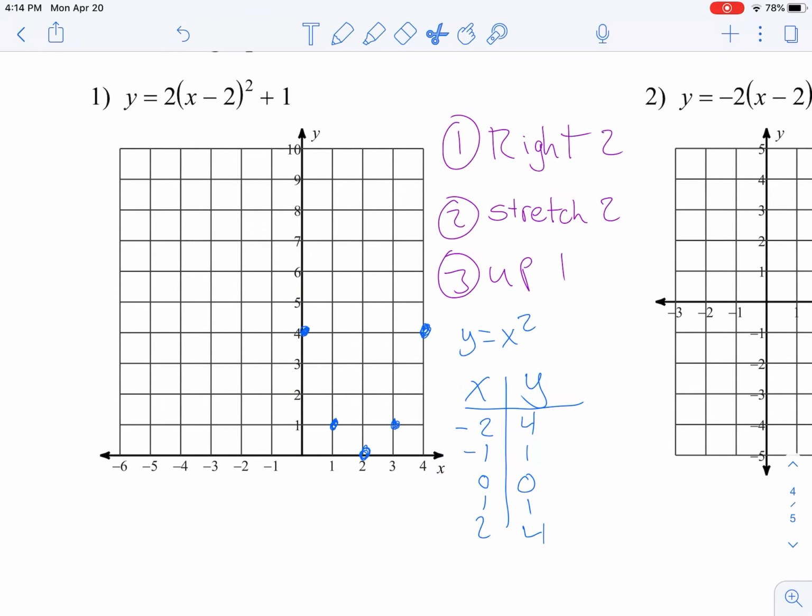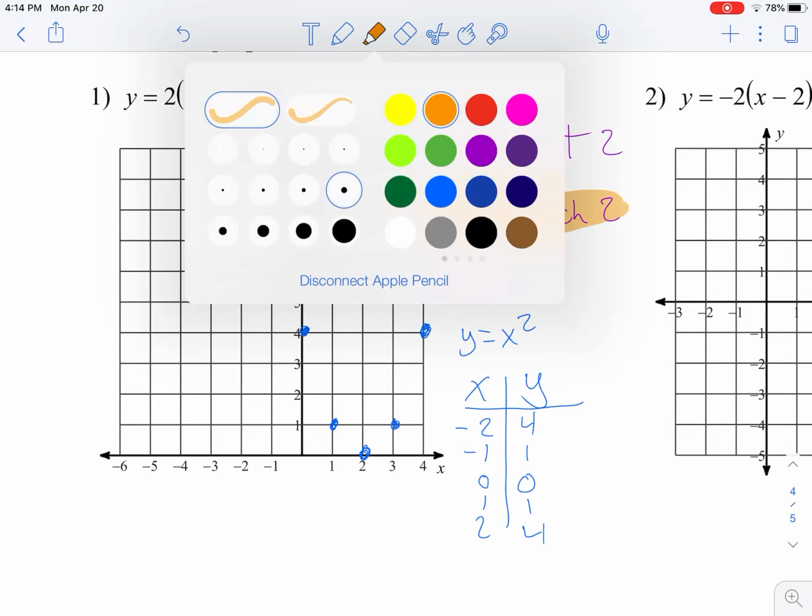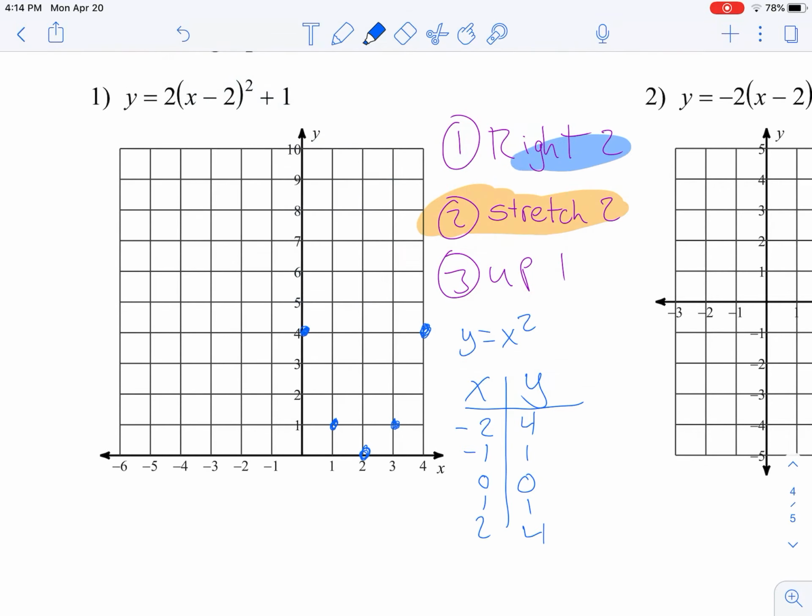Right 2. Now, our stretch of 2, this is a vertical stretch. So whatever our y value is for each point, we're going to multiply that by 2, and that's going to give us our new y value. So for this point, I'm going to do that in orange. Right 2 I did in blue, I guess. I didn't really do anything, I just grabbed them all and moved them. Stretch them by 2, I'm going to do in orange.